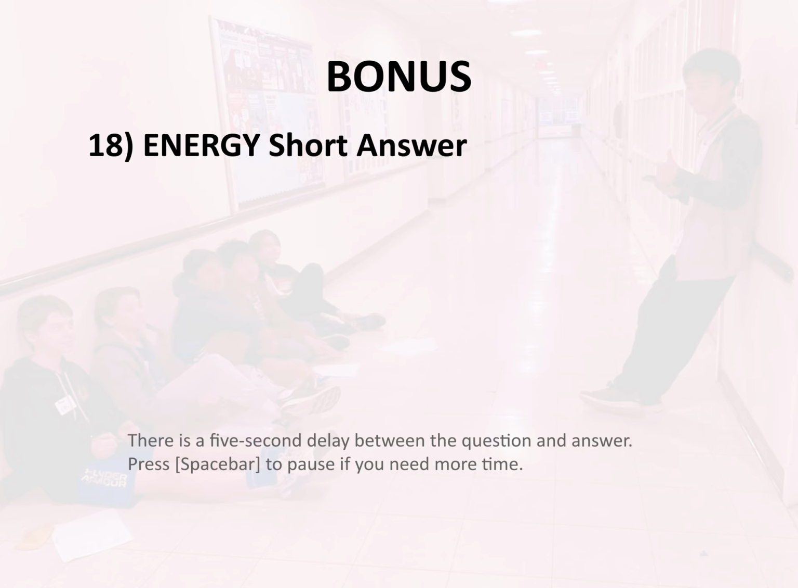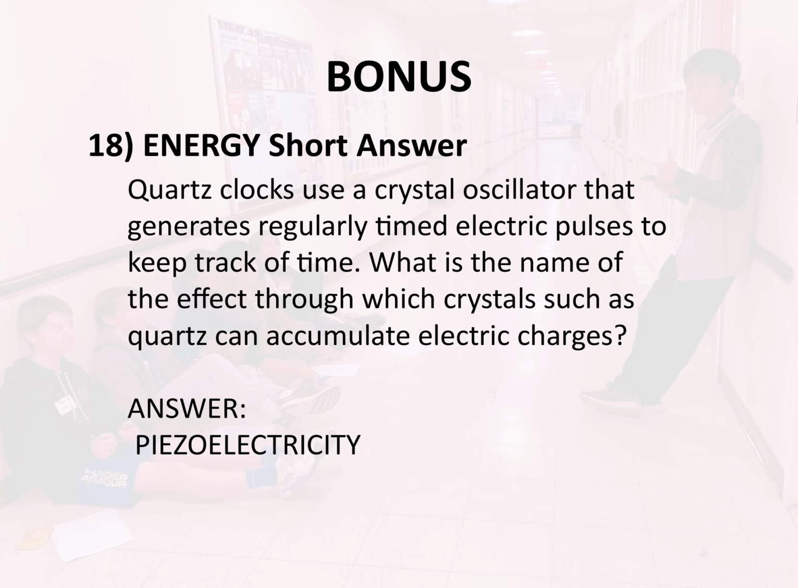Bonus 18. Energy short answer. Quartz clocks use a crystal oscillator that generates regularly timed electric pulses to keep track of time. What is the name of the effect through which crystals such as quartz can accumulate electric charges? Answer. Piezoelectricity.